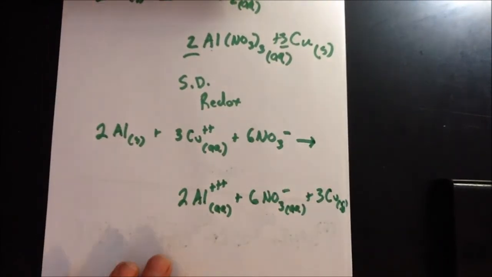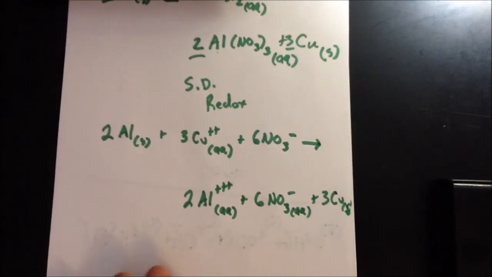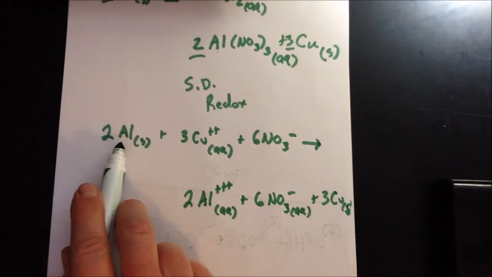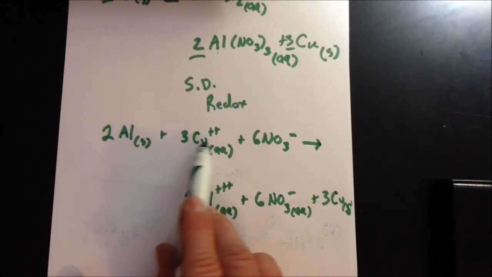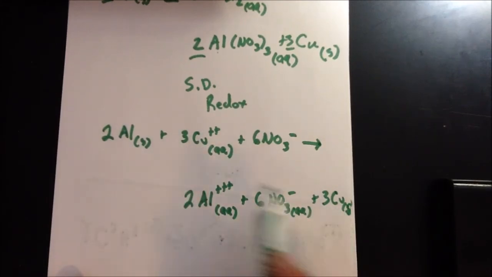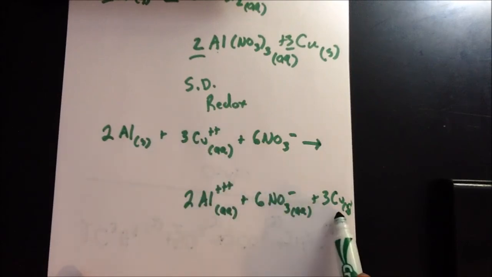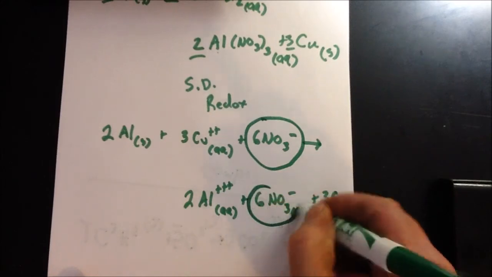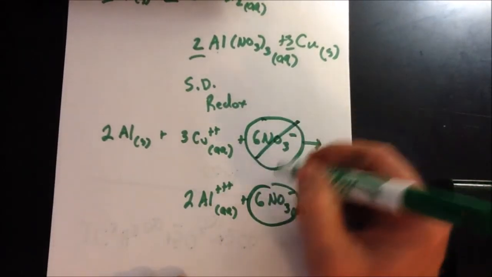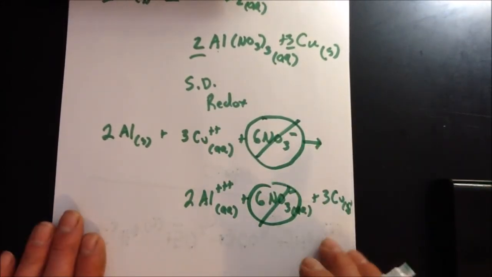Alright, so now I'm ready to break apart any spectator ions or anything that's unchanged. Well, I've got 2 aluminum and 2 aluminum, but they're not the same. This aluminum is 0 charge aluminum, and here it's oxidized into aluminum with a +3. 3 copper 2 plus and 3 copper solids, that's being reduced. It's not the exact same thing. However, 6 nitrates and 6 nitrates, those are unchanged. So I'm going to take those out in this net ionic equation.